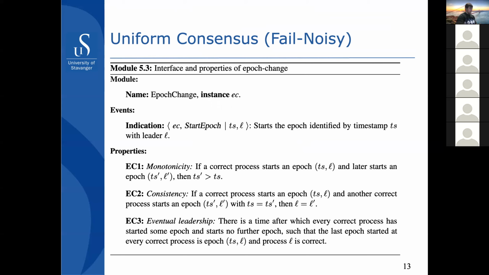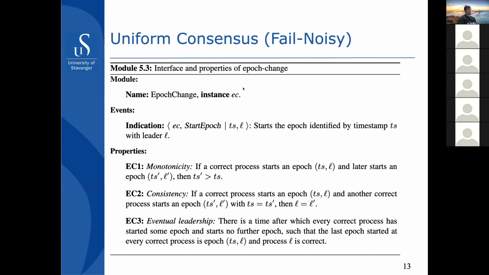But yes, the important thing to note here is that now we will look at fail noisy, and this means that in the fail noisy model we cannot have the perfect fail detector, only the eventual fail detector. So remember that difference, because we no longer have the fully synchronous network.